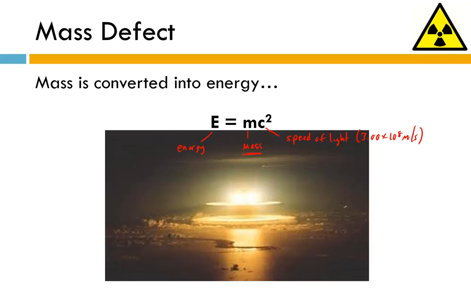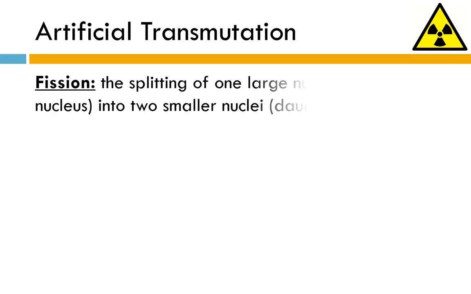Pretty crazy stuff. Scientists have found a way to capture this energy from the mass defect and harness it to do both really productive and really dangerous and potentially harmful things. And the way we can use mass defect in a more practical manner is through what are called fission and fusion reactions. So our two more specific artificial transmutations will be fission and fusion. And let's start off with fission.